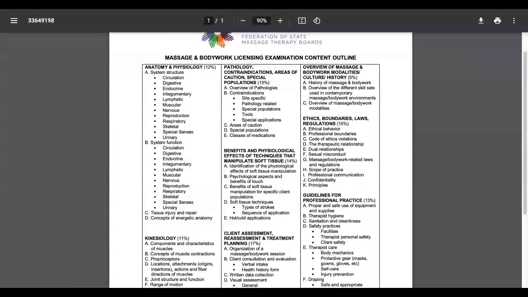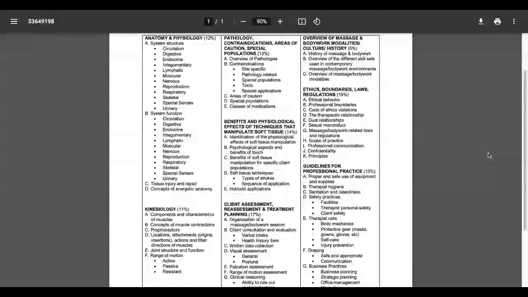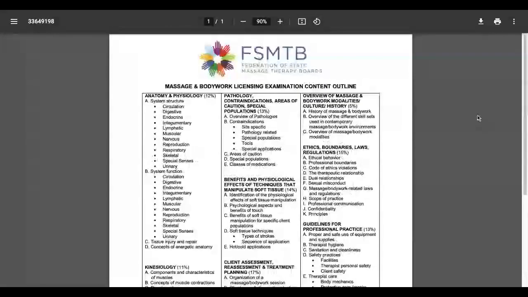Right. So as you see on the screen, it dictates the percentage of what's on the exam. The anatomy and physiology is 12%, kinesiology is 11%. The pathology, the contraindications, the areas of caution, special populations is 13%. The benefits and physiological effects of techniques that manipulate the soft tissue is 14%. The client assessment, reassessment, and treatment is 17%, and the overview of the massage and bodywork modalities is 5%. The ethics, boundaries, and laws and regulations is 15, and then the guidelines for professional practice is 13.